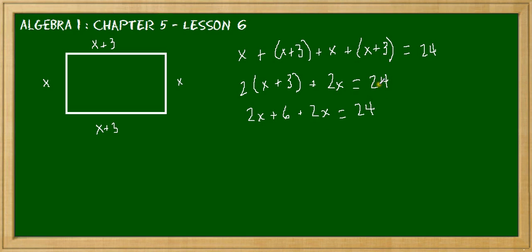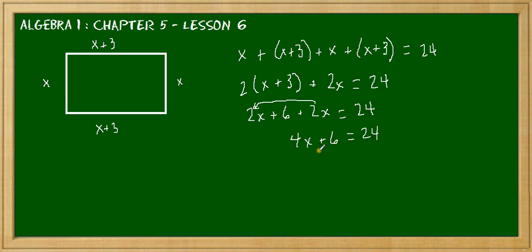24. Now, of course, we know how to solve these, and we've already started here by multiplying and distributing the 2, and we ended up with 2x plus 6, and we know that we can now add the 2 x's together and get 4x plus 6 is equal to 24. Okay, so we simply added these two like terms.